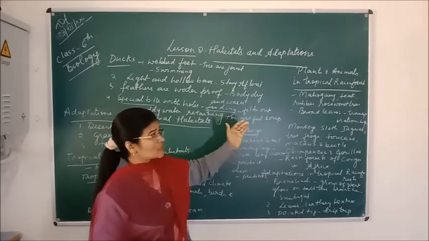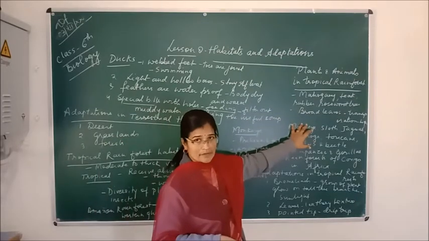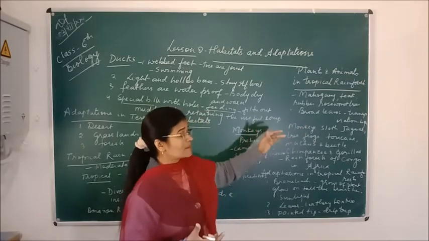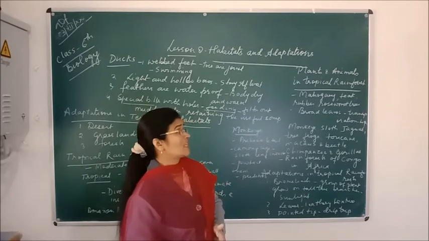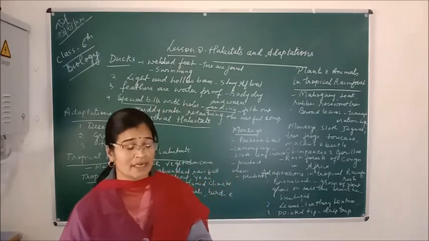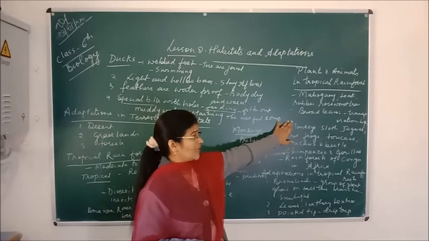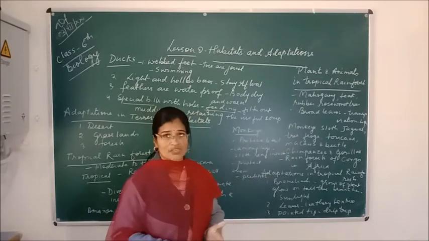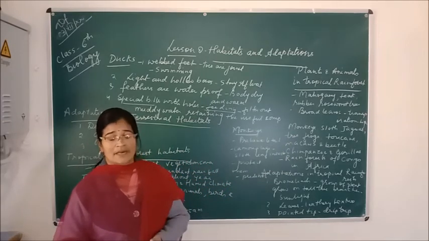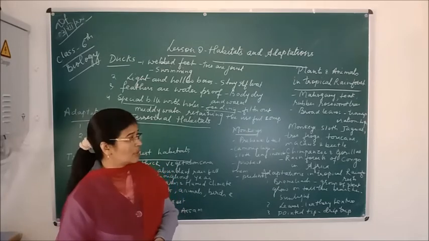And what are the features of these trees? The main feature is that they have broad leaves. What is the main function of these broad leaves? They help in maximum transpiration. Transpiration, you all know, is the loss of water from the aerial parts of the plant. So they have broad leaves so that maximum transpiration can take place. And where there is maximum transpiration, there will be heavy rainfall also. That's why this type of forest has heavy rainfall throughout the year.